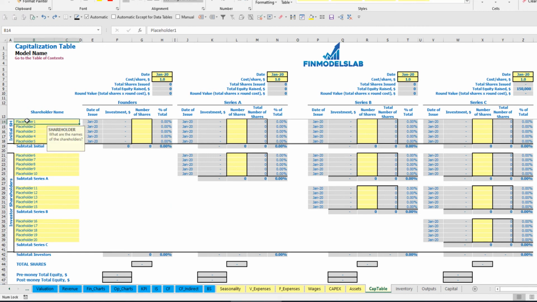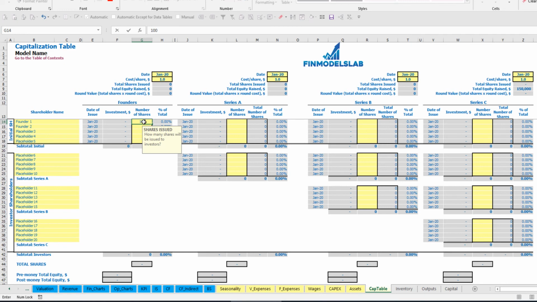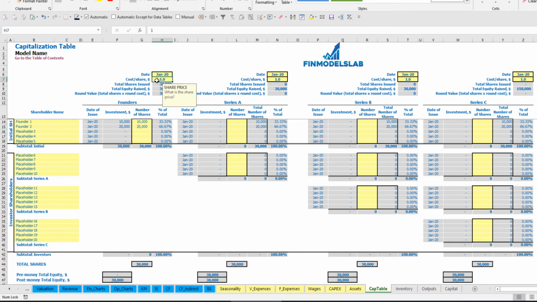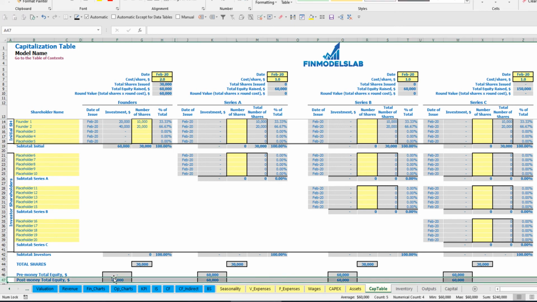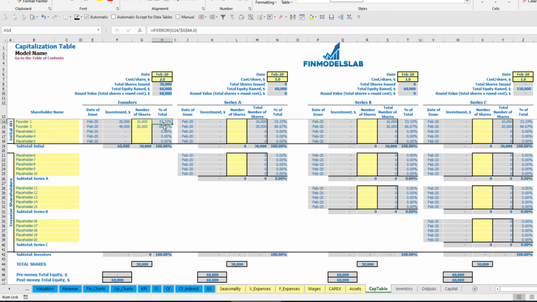Let's pretend that we have two founders, founder 1 and founder 2. So the total amount of shares for founder 1 can be 10,000, for founder number 2, 20,000. Let's imagine that the cost of share will be $2 and the date of founding is February. This means that investment for founder 1 is $20,000, for founder 2 is $40,000. In total they invest $60,000, which you may see here. The dilution is 33 to 67% of shares.